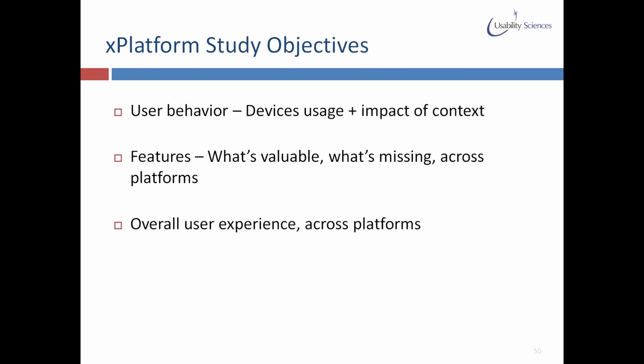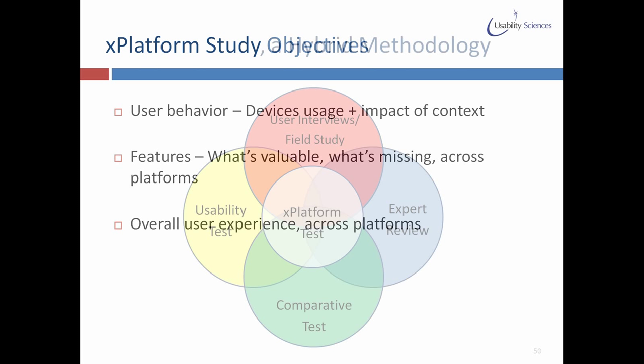Often the objectives that we put together for our clients in doing this type of cross-platform study are threefold. First, we take a look at user behavior and understand what devices are getting used and the impact of context, what their expectations are for your site on these devices. We also take a look at the features, and we want to understand what's valuable and what might be missing from device to device. And lastly, we take a look at the overall user experience, ensuring that your brand or your site holds up regardless of what type of device or what type of environment the user is in.